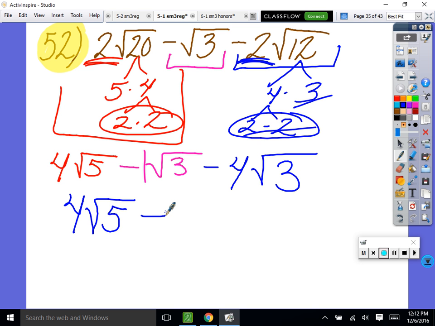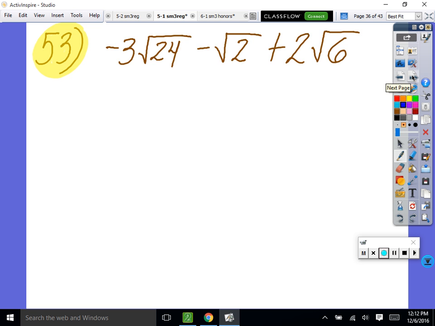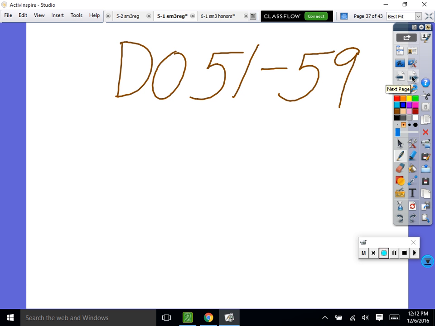Good question. Everybody good? So then we have what's negative 1 square root of 3 minus 4 square roots of 3? Negative 5 square roots of 3. Okay, good. That would be our final answer, right? Everybody comfortable with adding and subtracting? Okay, then practice and you'll become comfortable. I think you're good. Do 51 through 59, check them off with me when you're done.